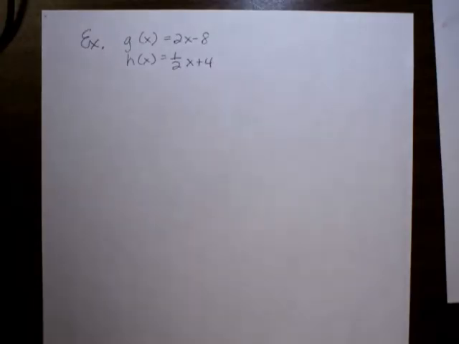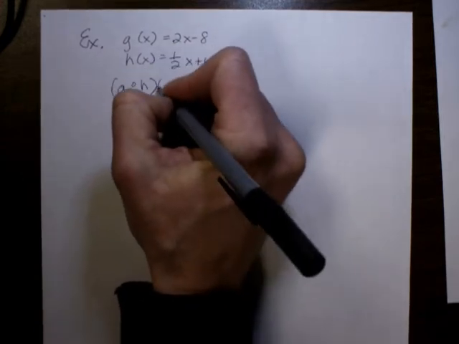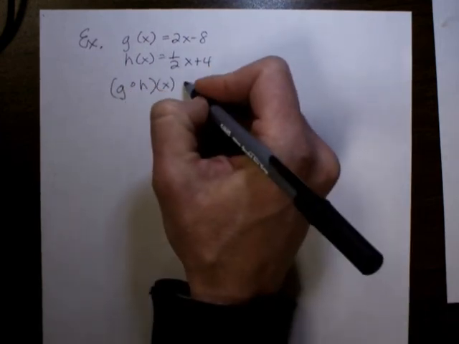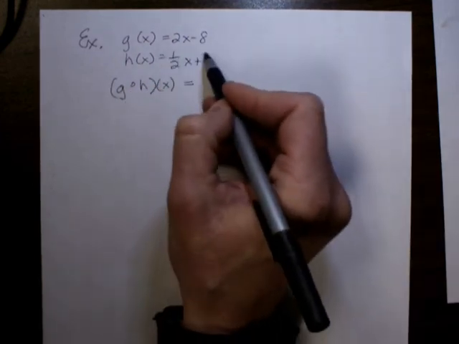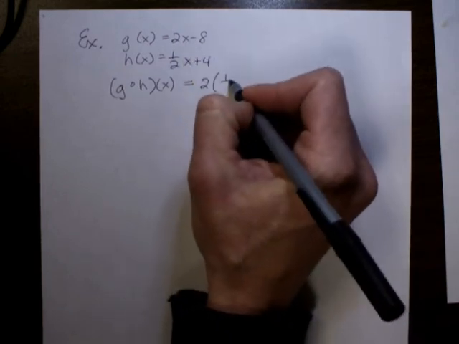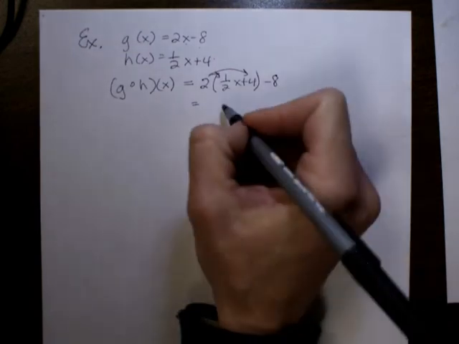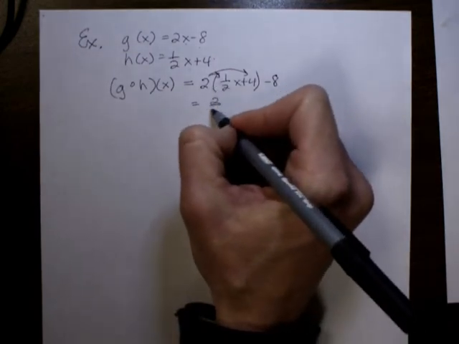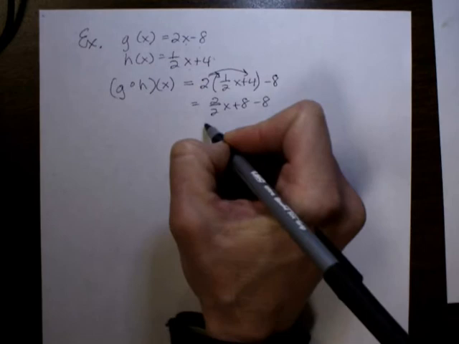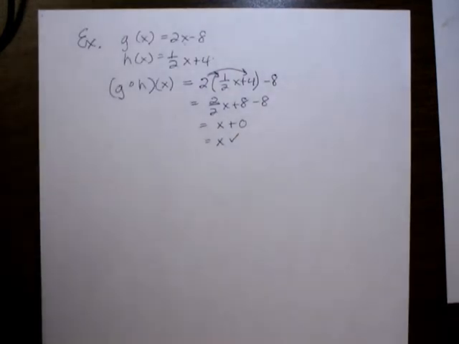Alright, so same question here. I want to check to see if these two functions are inverses of each other. So I'm going to start by doing a composite of g and h. That means we're taking the entire h function and plugging it into g. So in place of that x, I'm putting the h function right there. And we're looking to see if all of the operations are undone. So this is going to give me 2 over 2x plus 8 minus 8, which equals x plus 0, which equals x. So that worked.